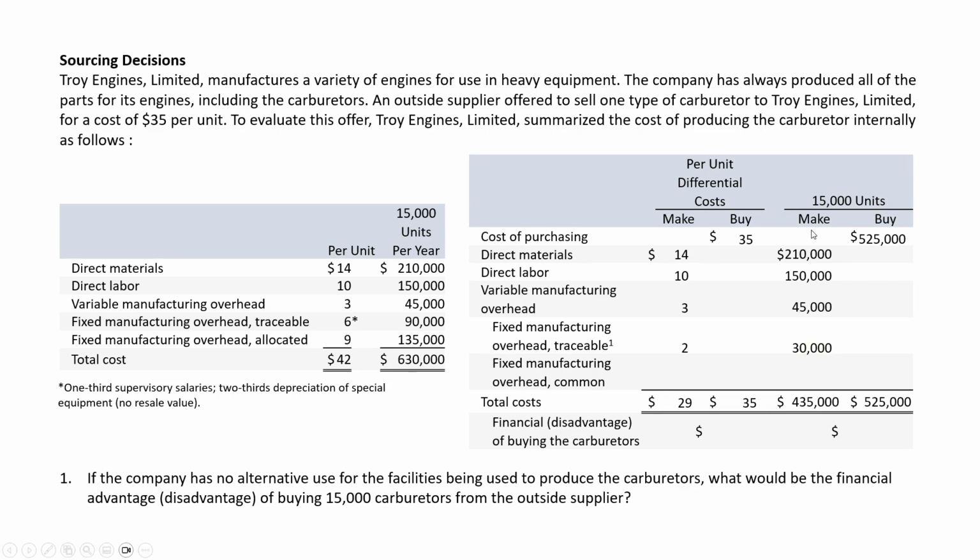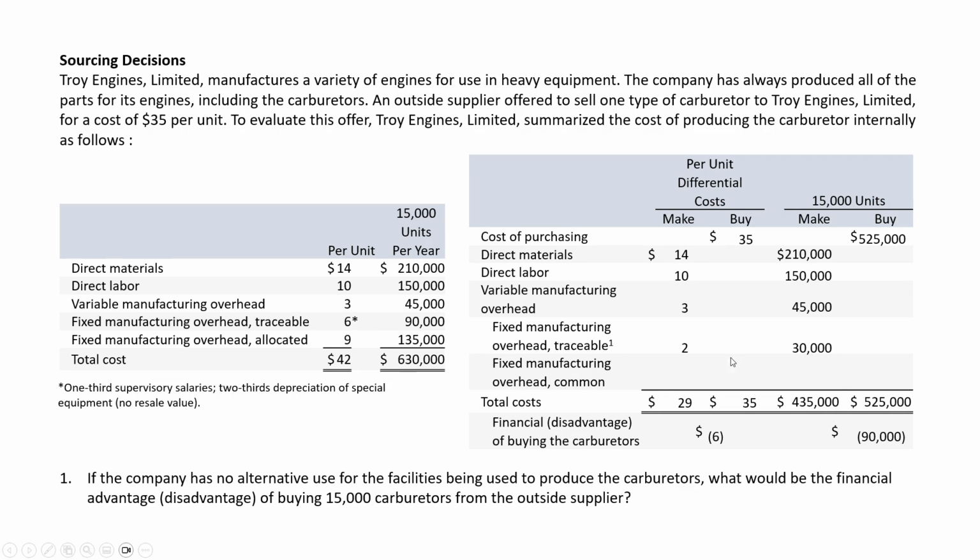And again, I add all these up. Relevant cost of making: $210,000 plus $150,000 plus $45,000 plus $30,000. The relevant total cost to make all 15,000 carburetors is $435,000 versus the relevant cost to buy of $525,000.